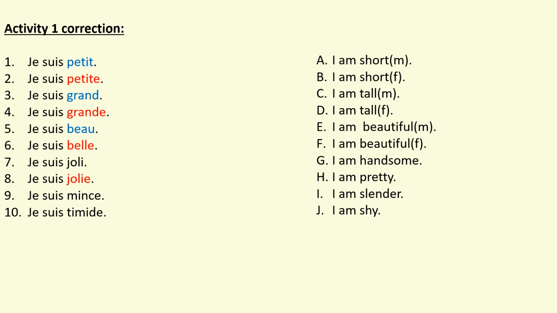Now you would have noticed that je suis petit and je suis petite, even though you added an E at the end of petite, the pronunciation changes quite a lot. Then you've got grand and grande, which the pronunciation again changes. For the last two words, je suis mince and je suis timide, the pronunciation doesn't change whether it's masculine or feminine, and that's because you already have an E at the end.